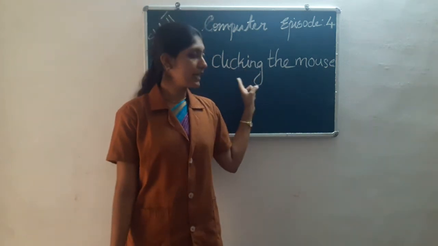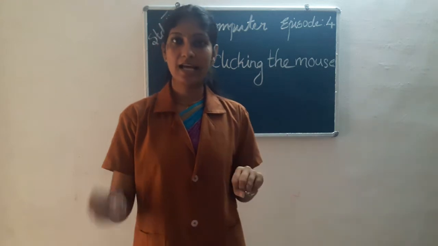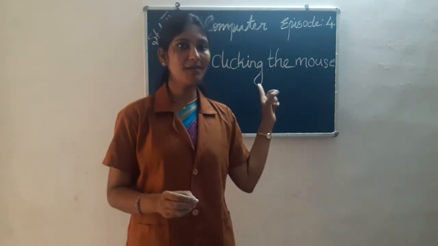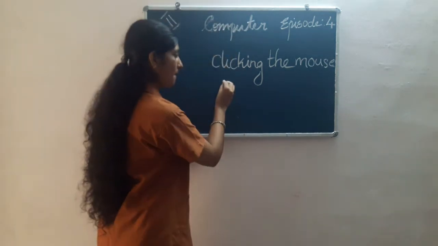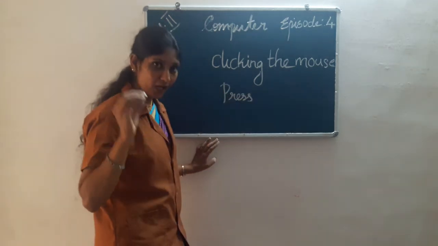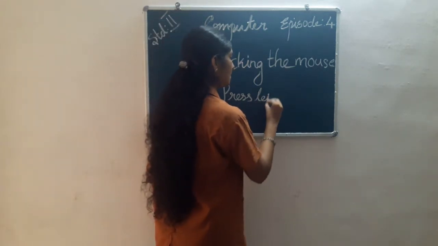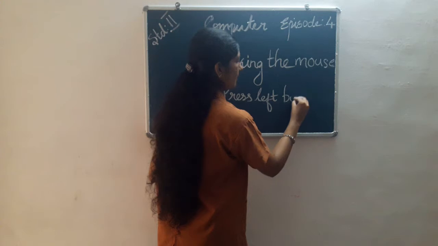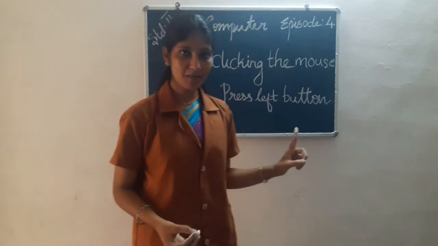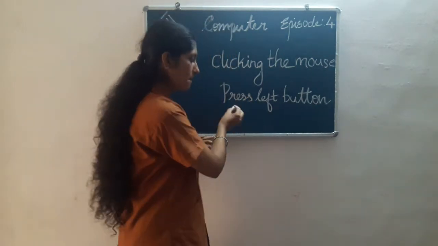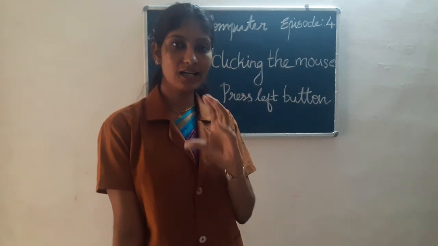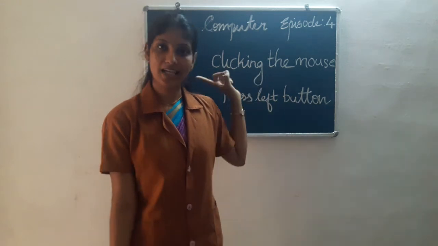So clicking the mouse means, first of all, just press the left button on the mouse. Press, P-R-E-S-S. Which button? The left button. Press the left button on the mouse, and the mouse makes a click sound. That is the process of clicking.